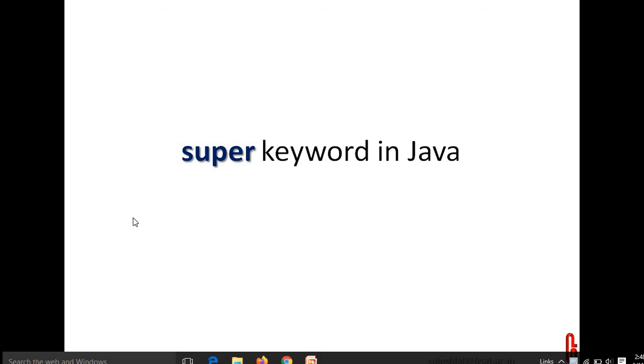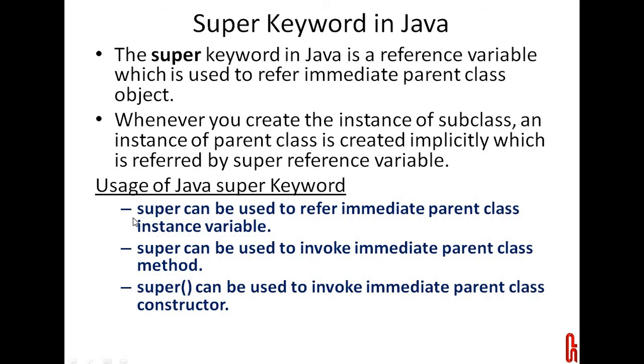Welcome back. Today we will be discussing the super keyword in Java. The super keyword in Java is a reference variable which is used to refer to immediate parent class objects. The parent class object may be an instance variable or a method or a constructor.